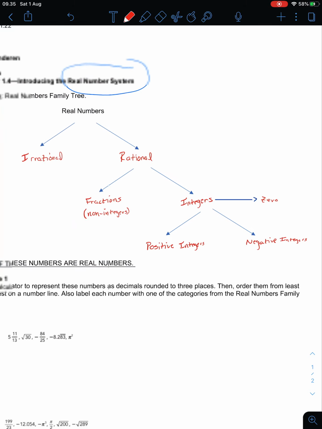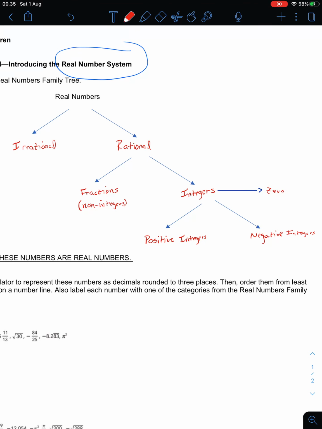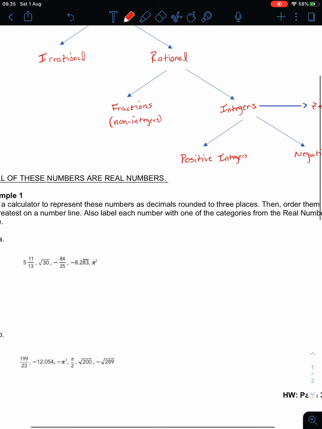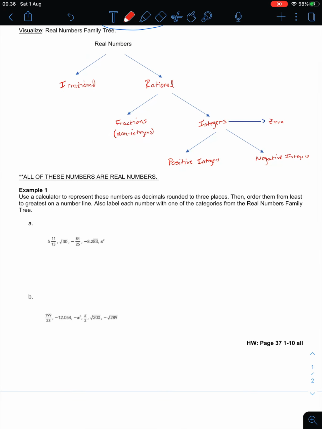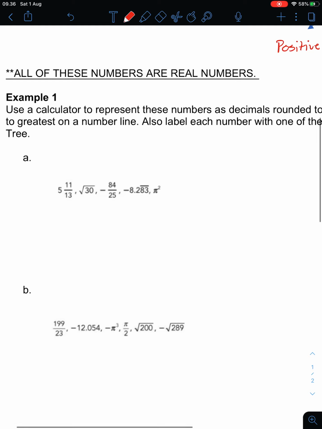So the reason that it's important to know this little family tree, the real numbers family tree, is because sometimes I'm going to give you a number and I'm going to say, well, which one of these families does this guy belong to? What is the most specific family you can put it in? So let's do an example here. Let's do example A.